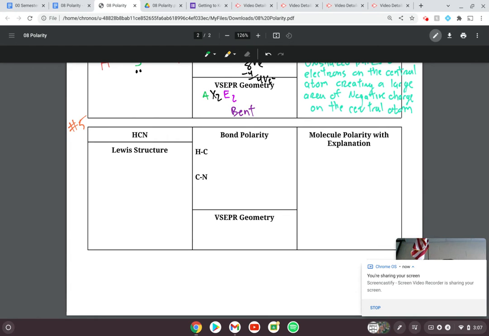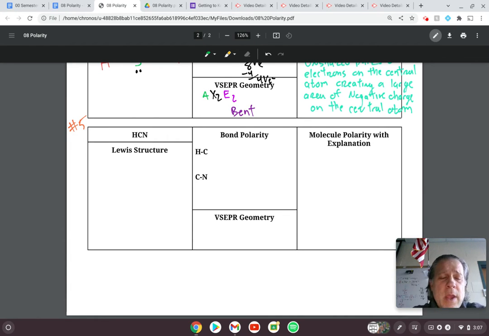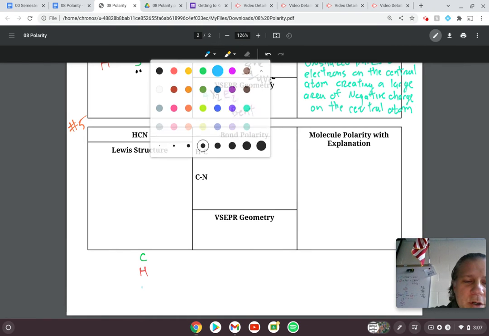So there's one more problem on this worksheet, problem number 5, HCN. So we'll start doing this problem just like we've done all the rest of them. We'll identify the number of valence electrons. So I've got carbon, I've got hydrogen, and I've got nitrogen.